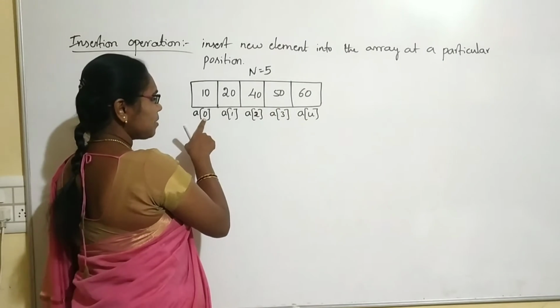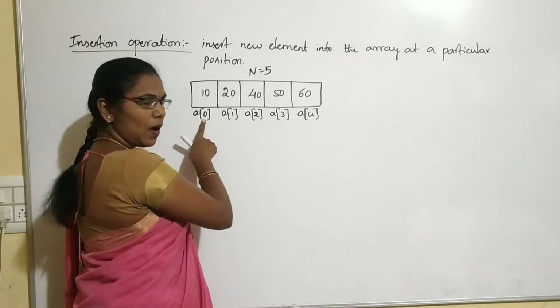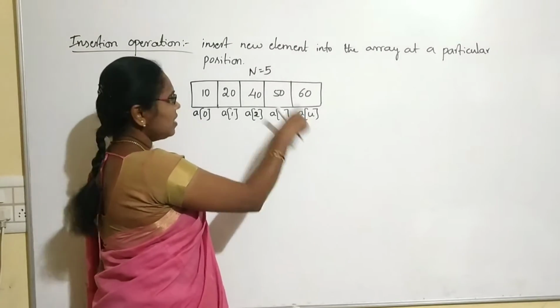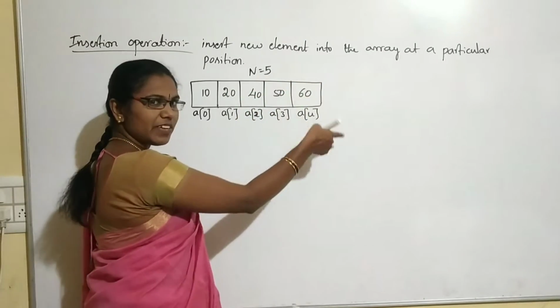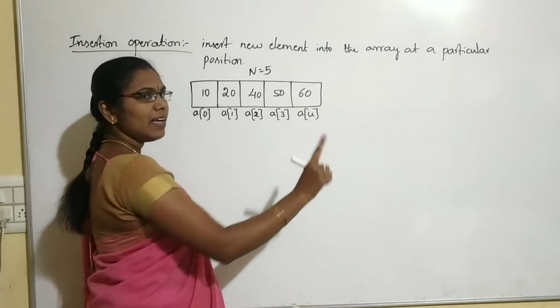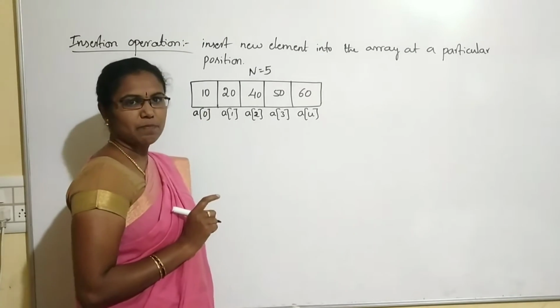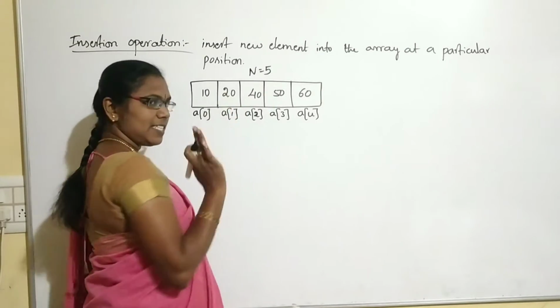The array subscript begins with 0 and ends with size minus 1, or n minus 1. N means 5, 5 minus 1 is 4. So 4 is the last element position, 0 is the first element position. Understood? So this is an existing array.